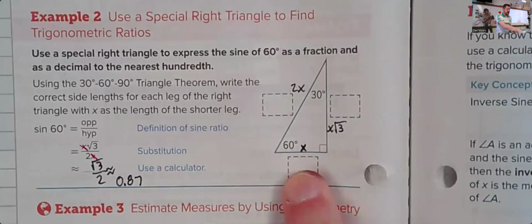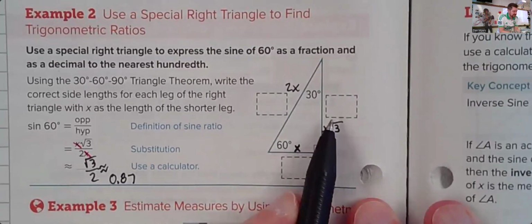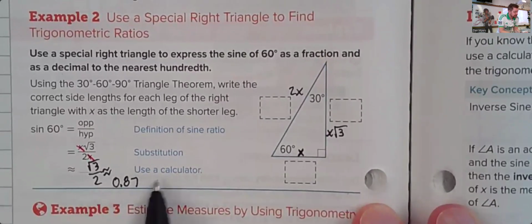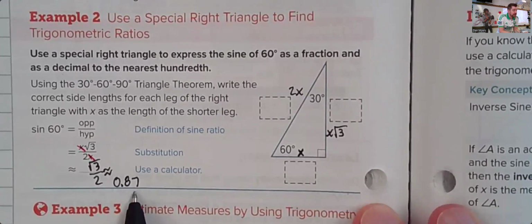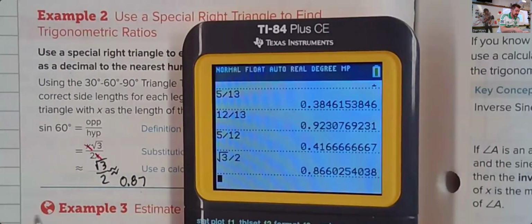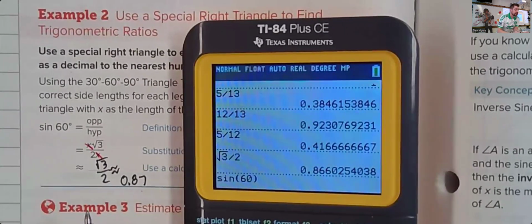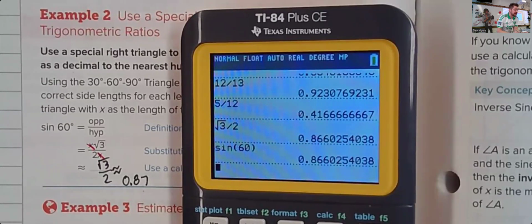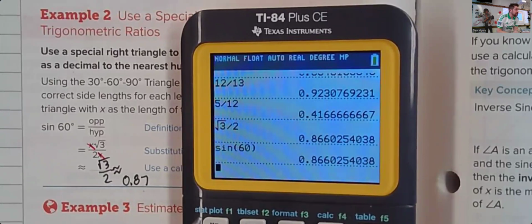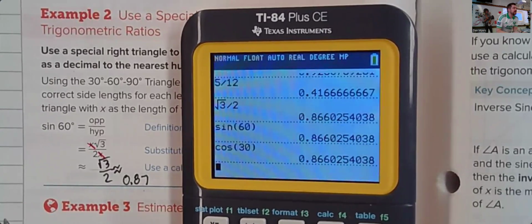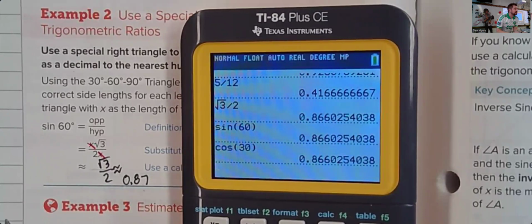Actually, you know what? I think we were supposed to write those in there. Oh, well, that's fine. x root 3, x, and 2x. So there it is. 0.87. Now, type in sine of 60 onto your calculator. It should be, and it is, the exact same thing. Which means that this should also be equal to the cosine of 30. So also type in cos 30. You should get the same number a third time in a row. Hey, there it is. All related.